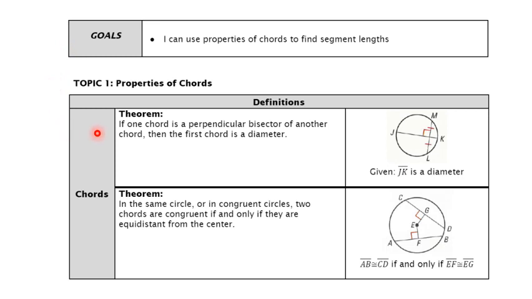So a couple of theorems we're going to see pop up here. One is talking about if a chord is a perpendicular bisector of the other, that makes the diameter. So we might see that property come up a little bit.